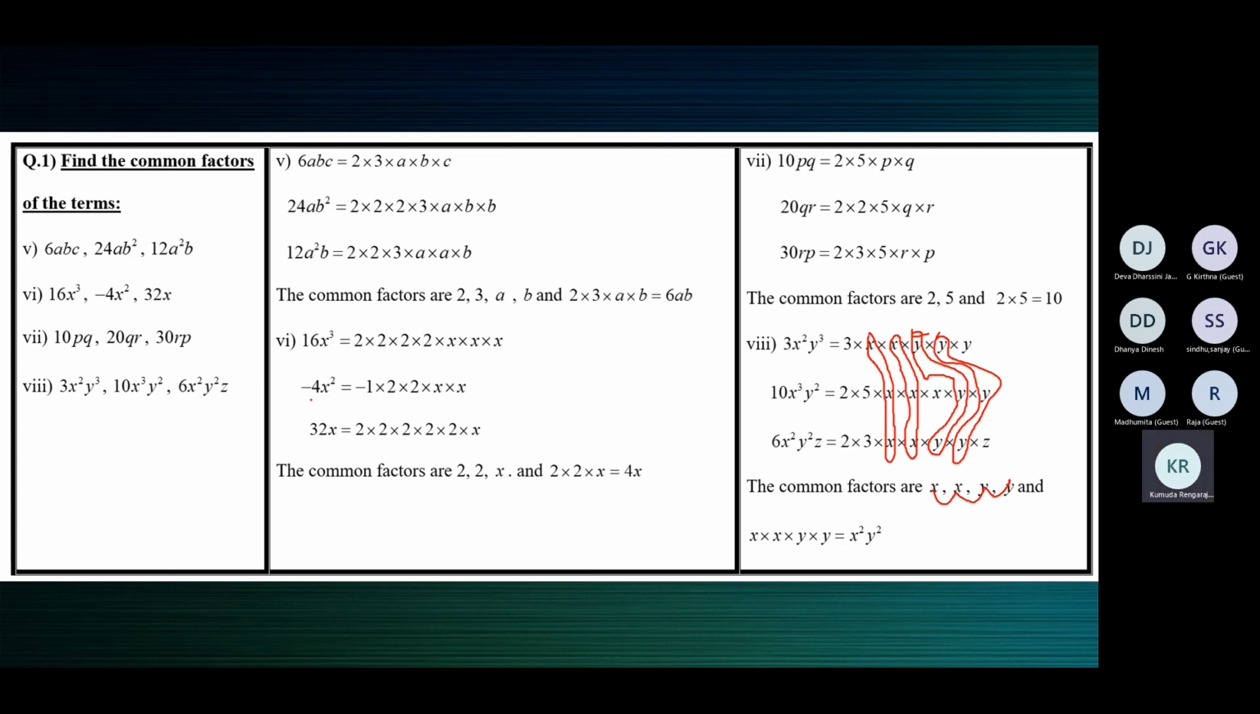So here when it is minus 4x square, simply write minus 1 so that you take that minus sign separately. 1 is not a prime number. We are using minus 1 just to have the minus sign separately. So when you have a negative sign, just write minus 1, just to take away that minus from the factors.